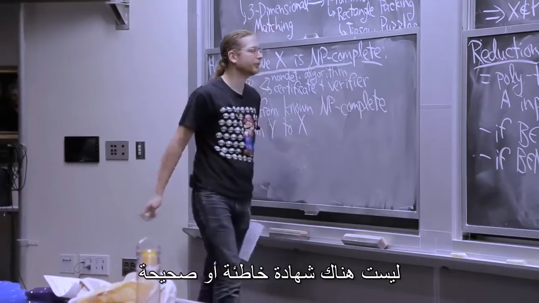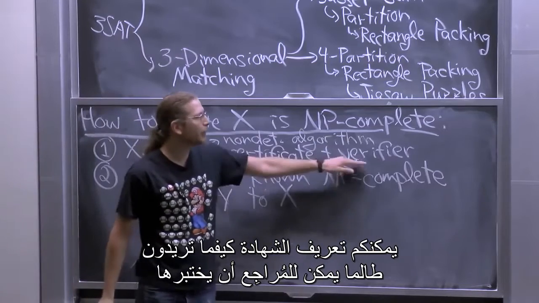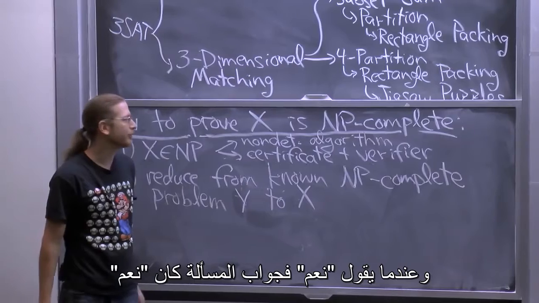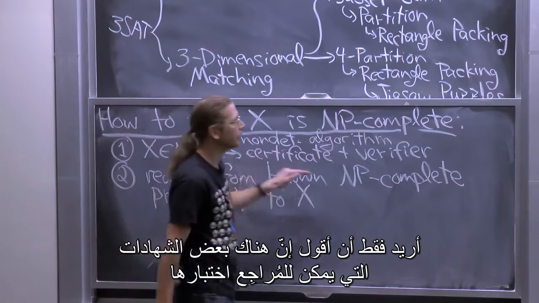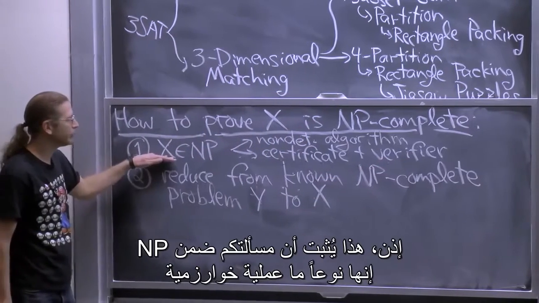There's no right or wrong certificate. You can define a certificate however you want, as long as the verifier can actually check it, and when it says yes, then the answer to the problem was yes. So it's really the same thing. I just want to say there's some certificate that a verifier could actually check. OK, so that's proving that your problem is in NP.